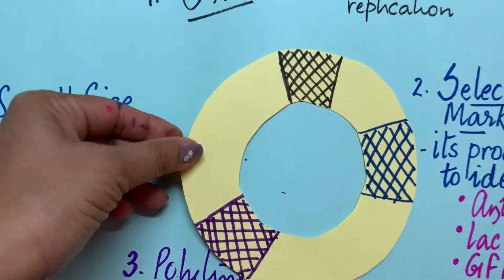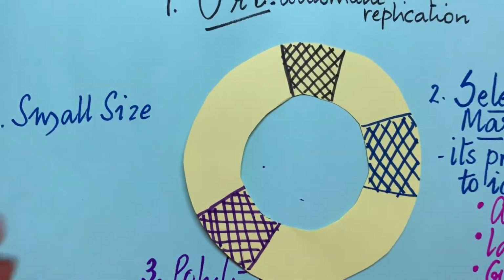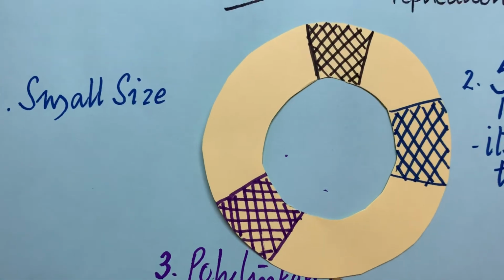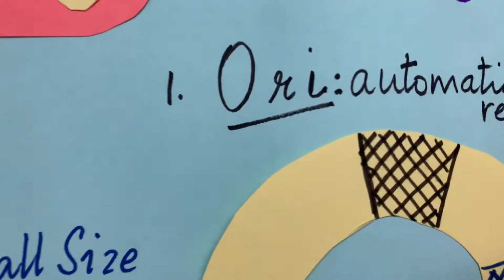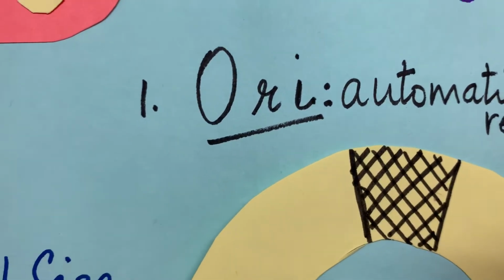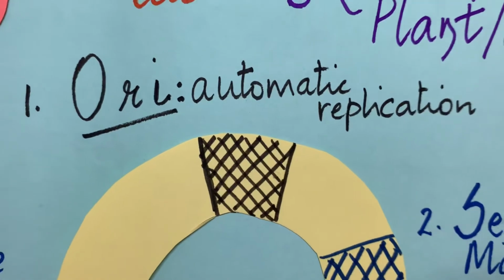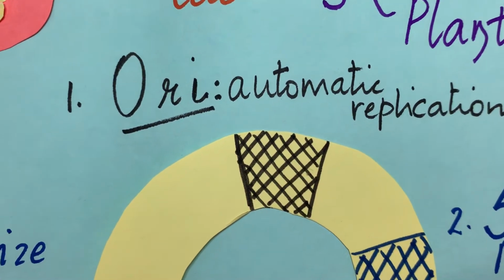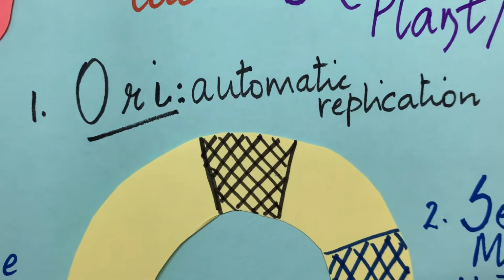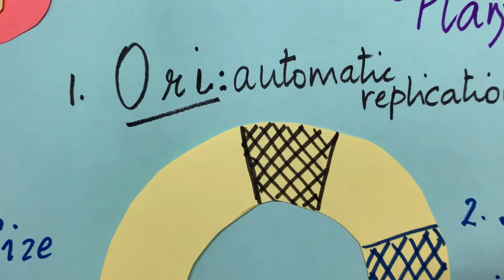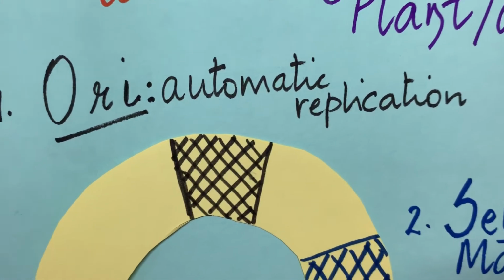So if you see this particular plasmid, you will find certain properties are required. These are very important properties which should be there in the carrier. First one is having ORI, that is origin of replication, so that the vector is able to multiply on its own, so that the gene that you have inserted also multiplies.